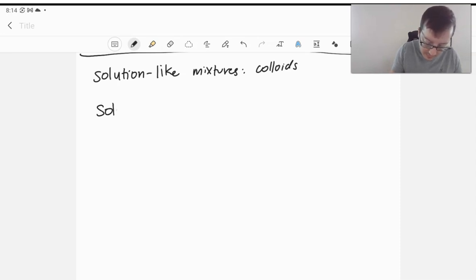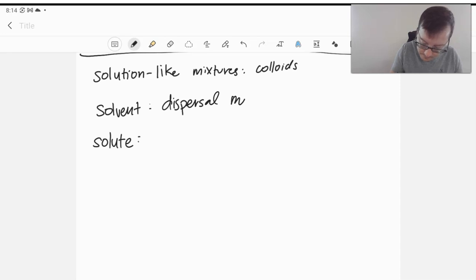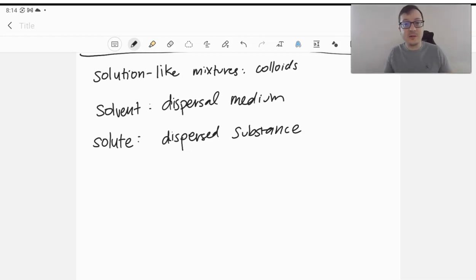So if we want to continue this analogy, we're actually going to be calling it the dispersal medium and the dispersed substance would be better terms, because we don't really have true solution behavior. These are kind of not quite solutions and not quite heterogeneous mixtures either. And we have plenty of examples of these.